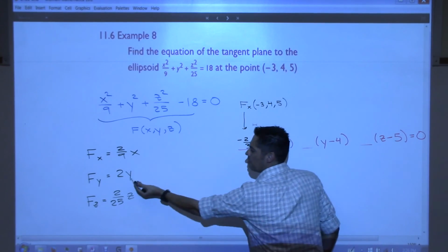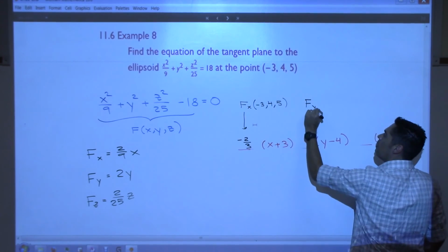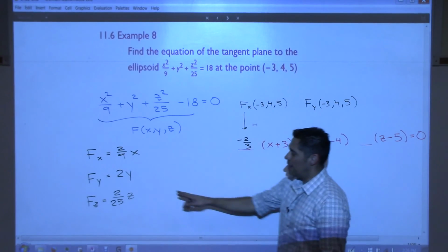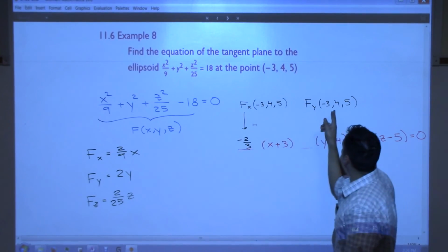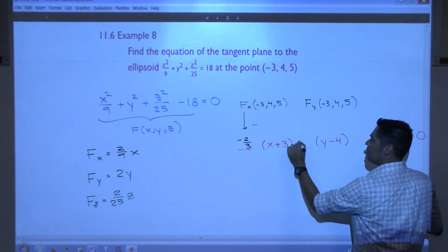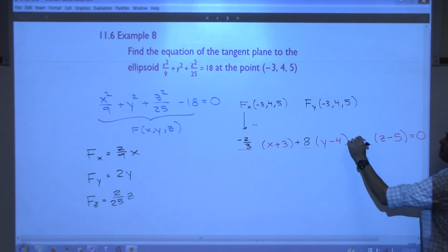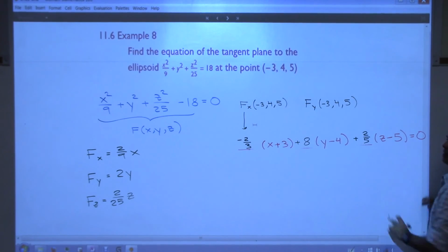Then I need to do this one, which is the partial with respect to y at the same point. Fortunately for us, this only has y in it. So I just plug in 4, and 4 times 2 is 8. So this is +8. You following? Last one? 2/5. Voila, there it is. That's the equation of the plane.